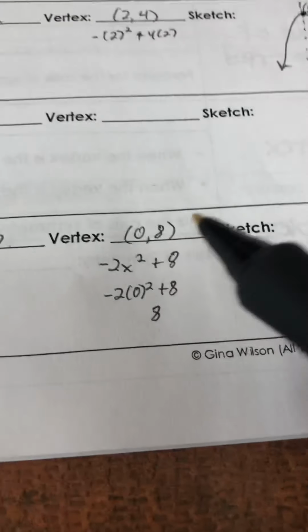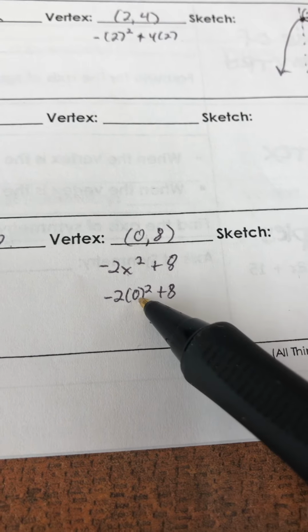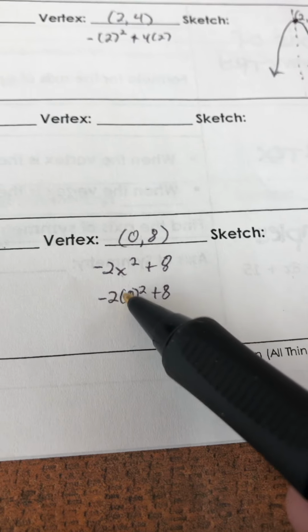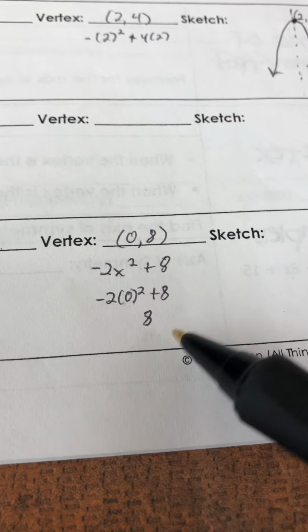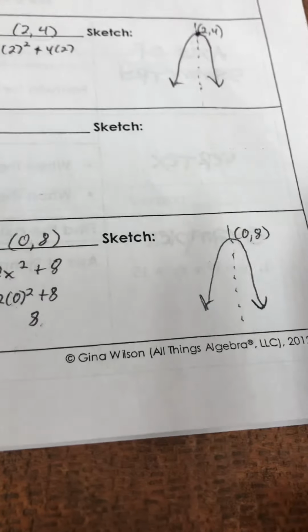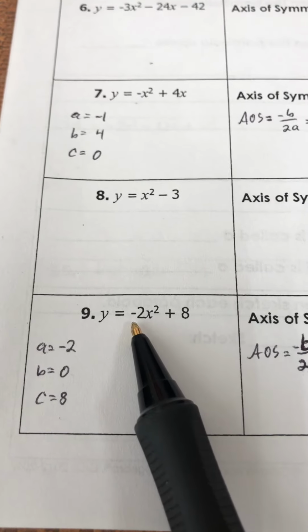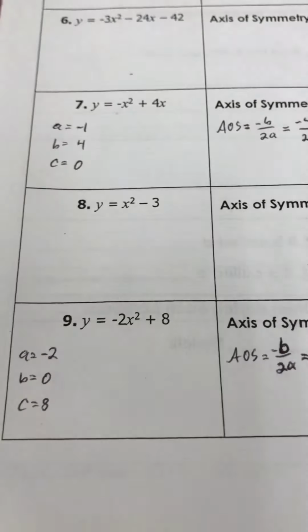Okay? Now I'm going to plug in 0 wherever I see x, and I just see it right there. So -2 times 0 squared is just going to be 0, so you're just going to be left with 8. So my vertex is 0, 8. It opens down. It's going to be like a frown because this is negative.